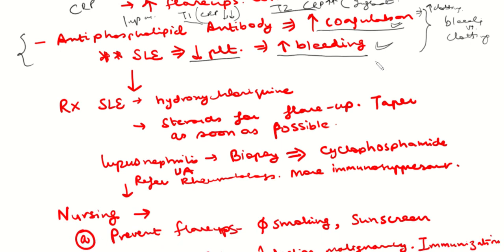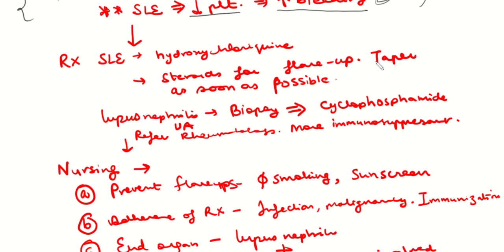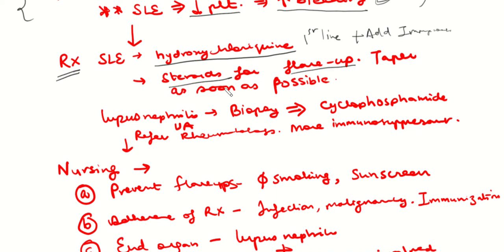Okay, so now that we've looked at some pearls, how do you treat it? You don't, you manage it. How do you manage it? Hydroxychloroquine is the first line. Okay, and then you add more immunosuppressants to it. So remember, rheumatoid arthritis, methotrexate. Lupus is hydroxychloroquine. If there's a flare-up, steroids, corticosteroids, and taper as soon as possible.